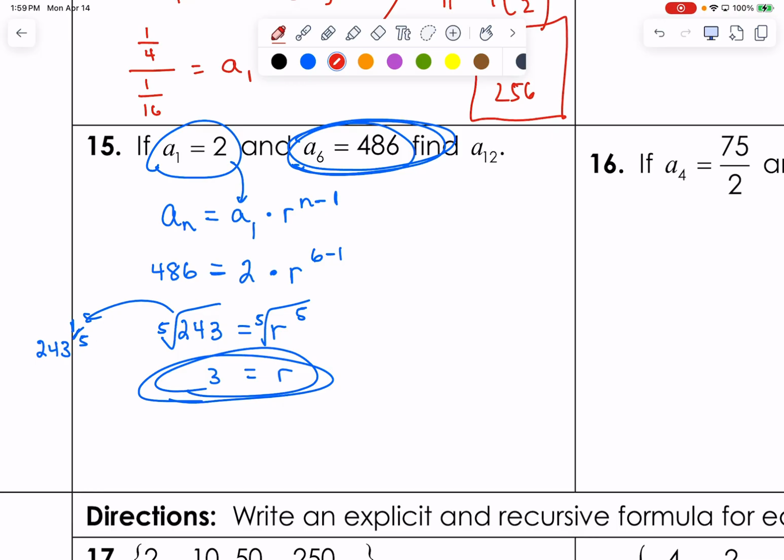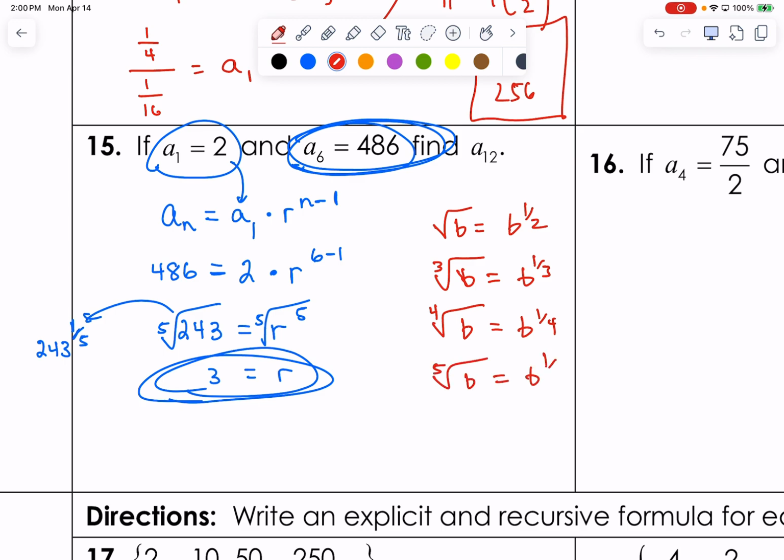You should have learned that if you have the square root of a number, it's really b to the 1/2. If you have the cube root of b, it's b to the 1/3. Watch this. If you have the fourth root of b, it's b to the what? 1/4. If you have the fifth root of b, it's b to the what? B to the 1/5. Yes, the root. Now watch this. If you have the cube root of b to the 4th, it's b to the 4/3.